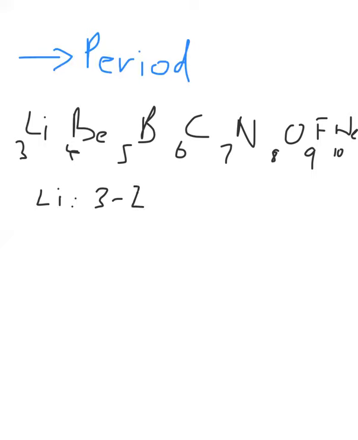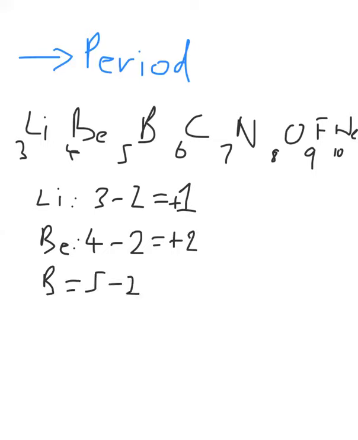So the nuclear charge is plus 1. In beryllium, there are 4 protons, and again, two inner electrons or two screening electrons. So the nuclear charge is plus 2. And so across the period, the nuclear charge will keep increasing. 5 minus 2, this is plus 3. And so on, for fluorine it is 9 minus 2. So this is plus 7.